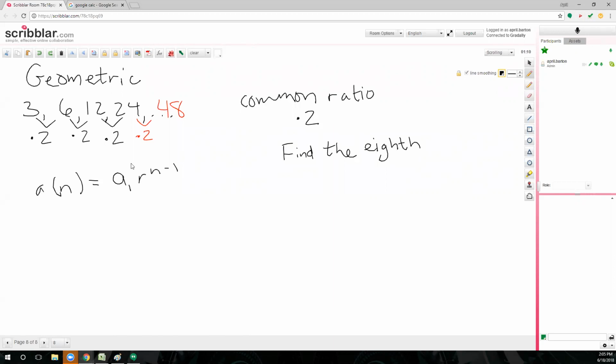So these stand for some of the same things. A of n, this is just a fancy way of saying this will be your answer. A sub 1 is still your first term. R is now your common ratio instead of your common difference. And n is the term you're looking for.